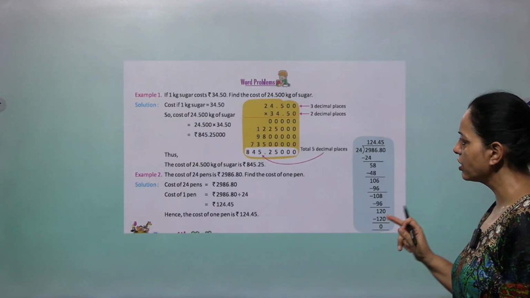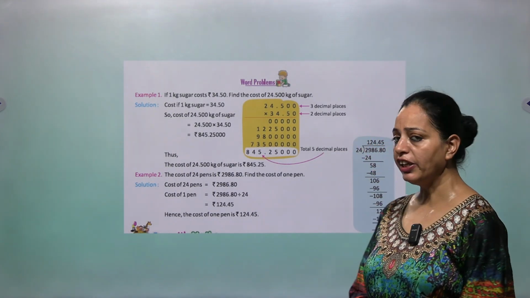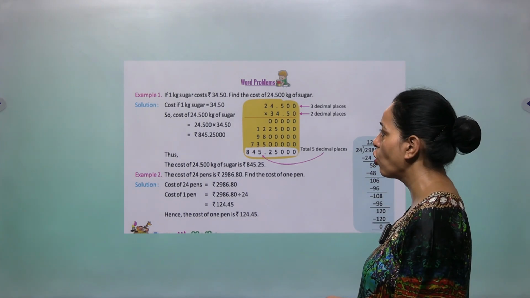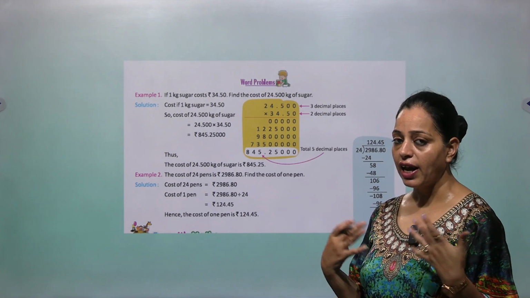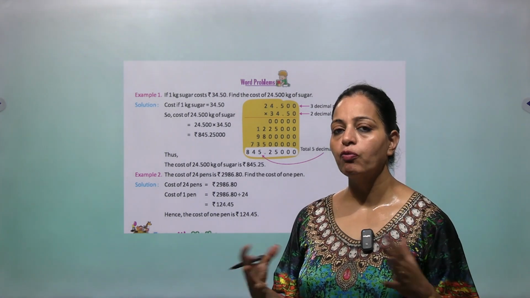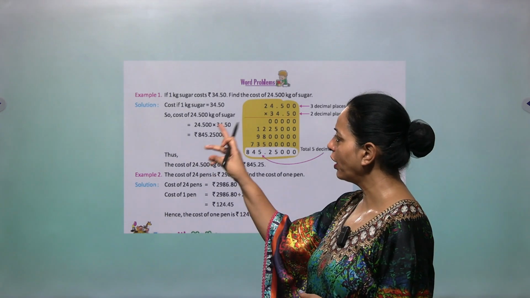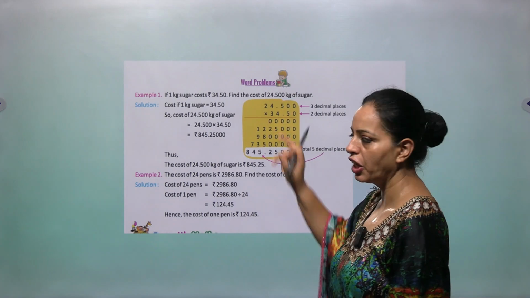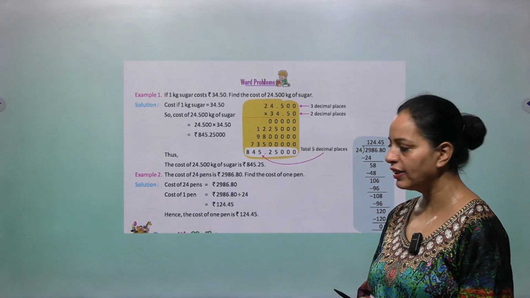You can enjoy it. Now word problems. Example 1. If 1 kg sugar costs rupees 34.50, find the cost of 24.500 kg of sugar. They are asking the cost of more kg. It means more means multiply. So the cost of 1 kg sugar is 34.50. Multiply both and you will get the answer like this.